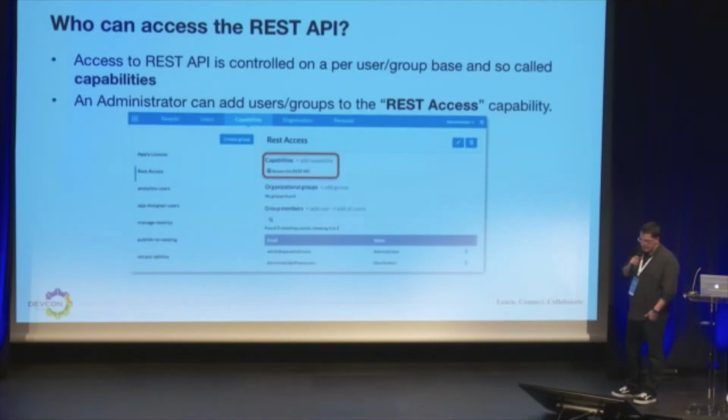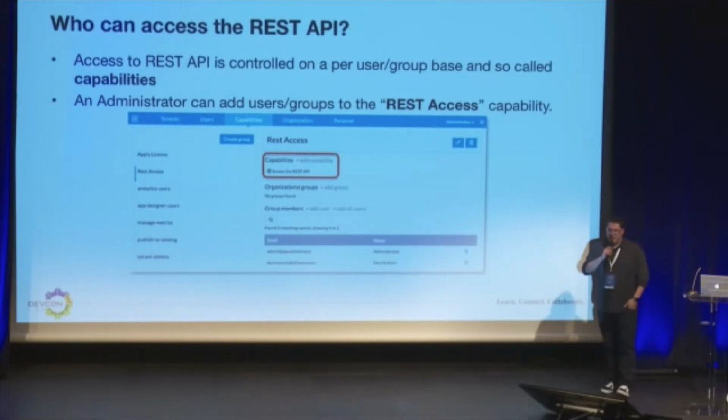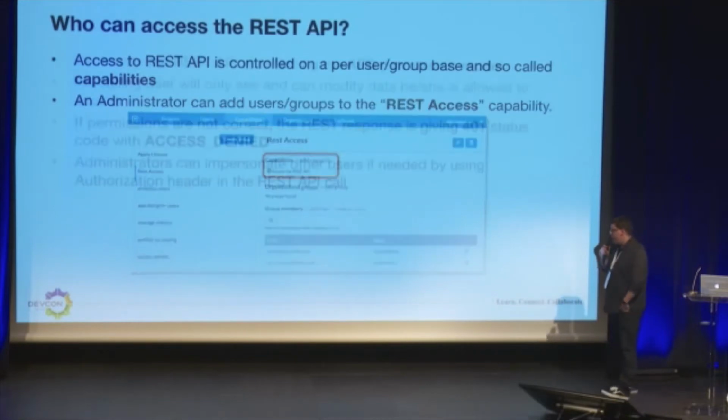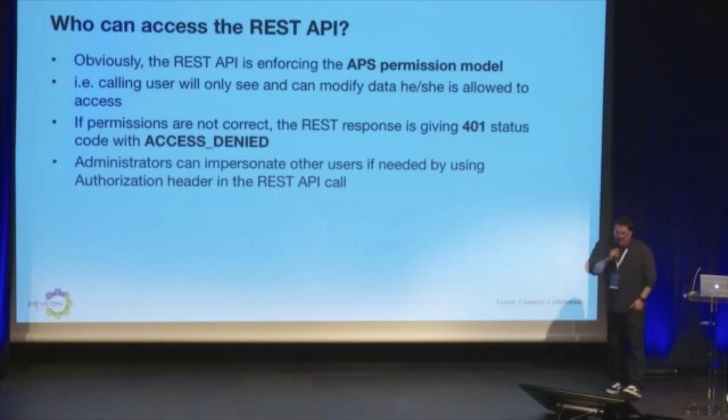Who can actually access the REST API? Access to the REST API is controlled by so-called capabilities. An administrator can add users or groups from the Activity App UI to access the REST API capability. Additionally, the REST API is enforcing the APS permission model. This means that a calling user can only access data he or she is allowed to access and would see an access denied error if that's not the case.